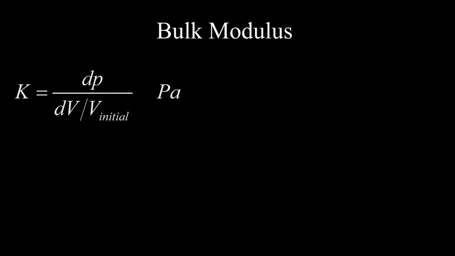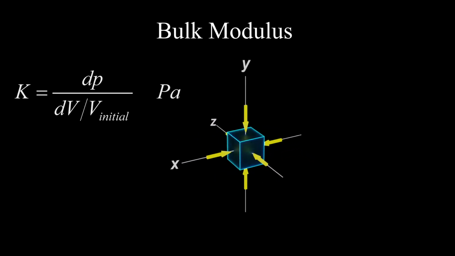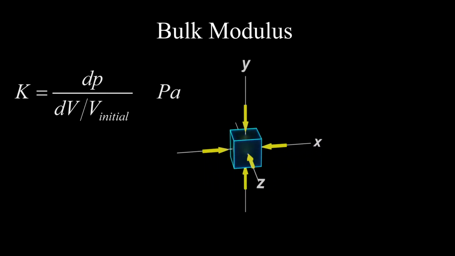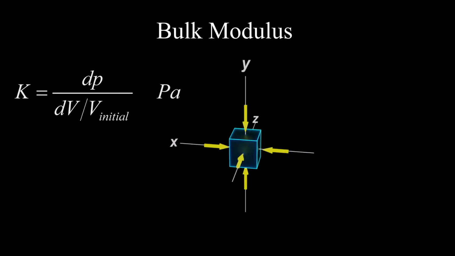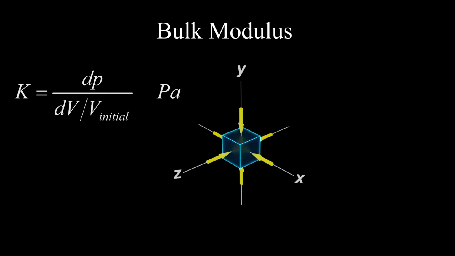To better understand this, let's take an infinitesimal cubic element of a fluid. This element is experiencing forces on all of its faces as a result of the pressure in the local environment. At the moment, the element is in equilibrium, but if the pressure in the environment increases, then the forces exerted on the faces of the element will increase as well. These increased forces will result in the compression of the element. The bulk modulus provides a measure of the resistance to compression by the element.